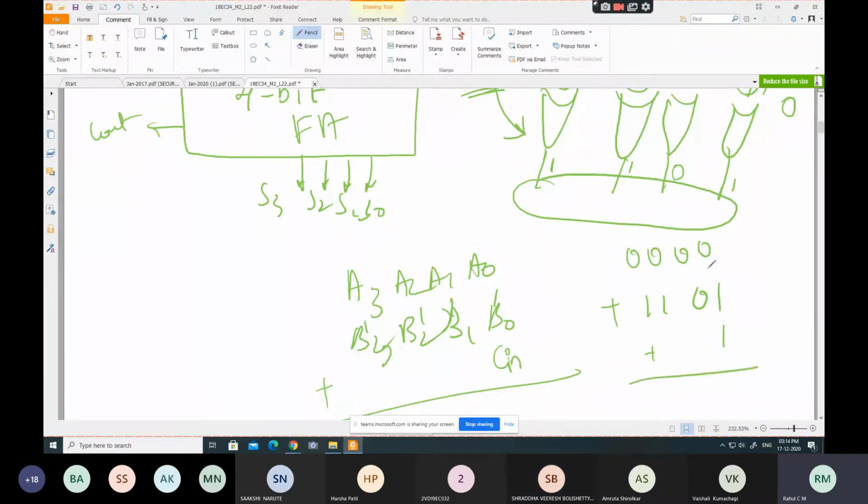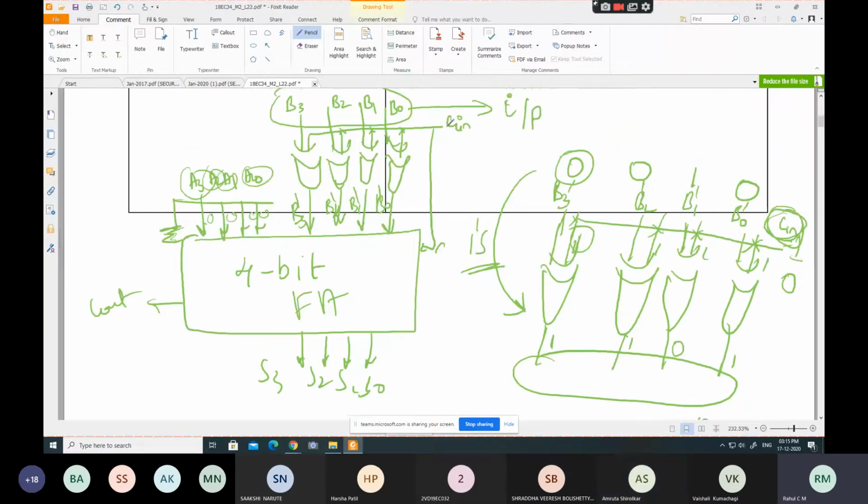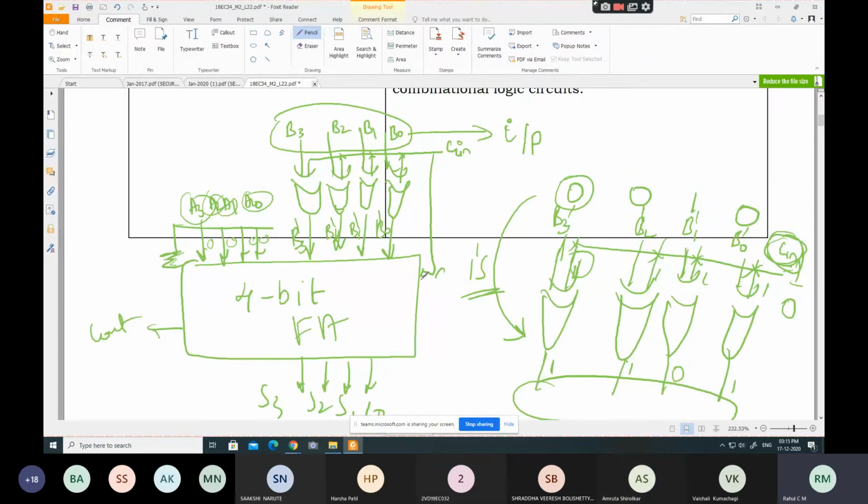1. Carry is the same here also. The carry is fed in the same here also, to the block and to the XOR gates also, the carry fed is the same. Correct?